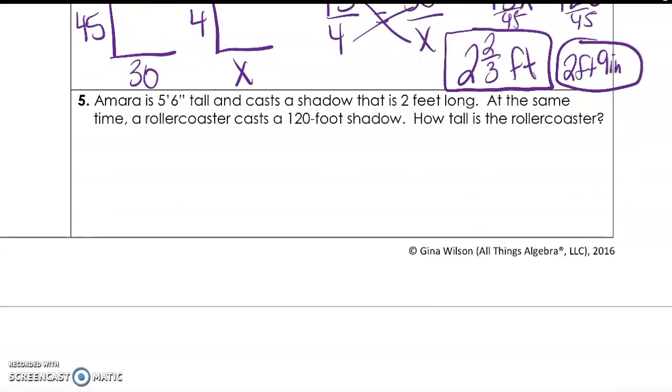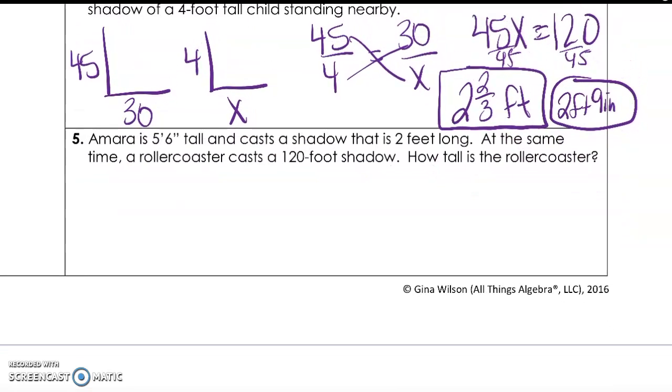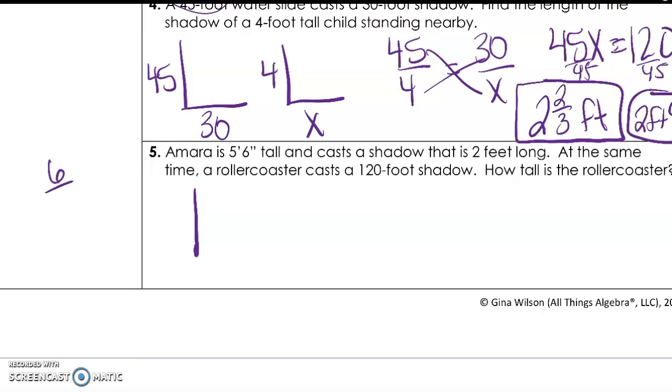Number 5, we have to be really careful. We have Amara who's 5 feet 6 inches tall. You cannot put 56 or 5.6. You need to change it to 5.5. Why? Well, there are 12 inches in a foot, so 6 out of 12 is a half, or 5.5 is what I'm going to put. And the shadow is 2 feet.